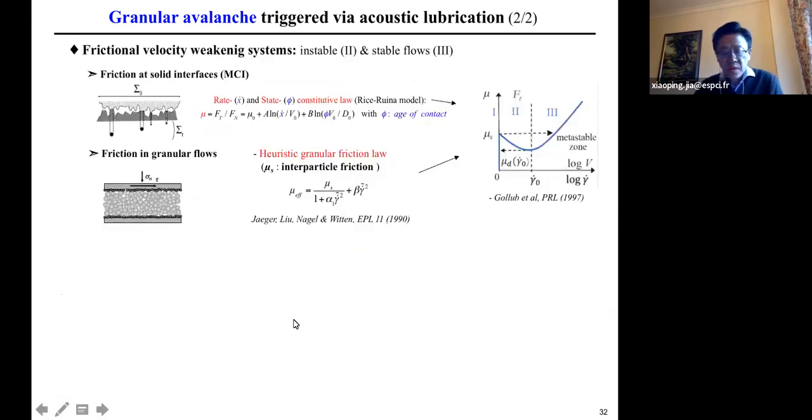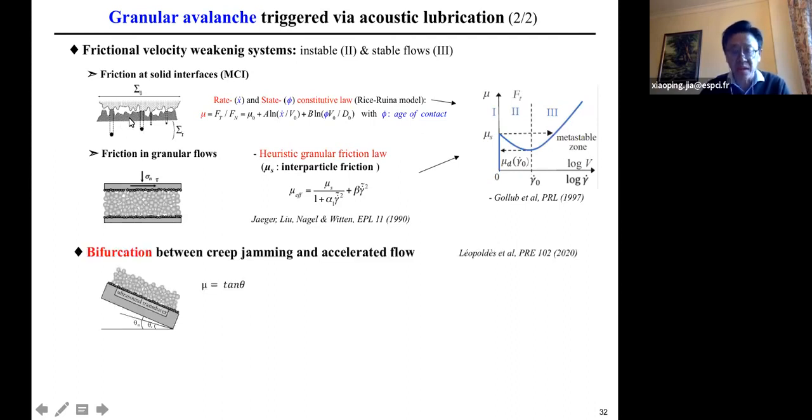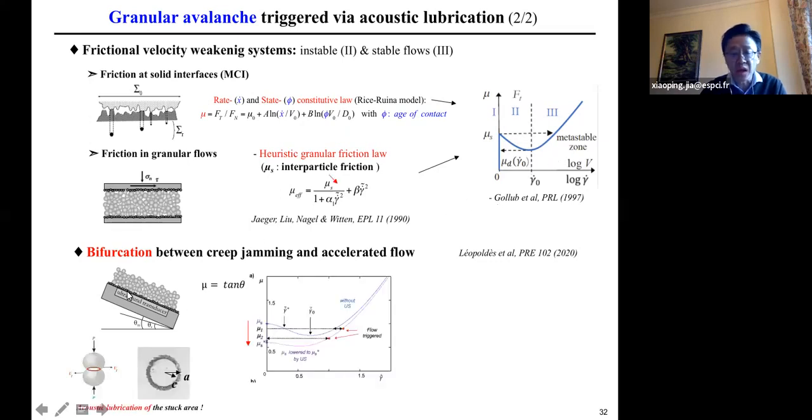Note that this bifurcation phenomenon exists in many systems, as we mentioned, governed by this kind of velocity-weakening friction, due to the presence of these unstable and stable regimes. But in both regimes of this flow triggered by the ultrasound, in our experiments, this vibration amplitude is so small that it cannot induce any macroscopic rearrangement of the grains.